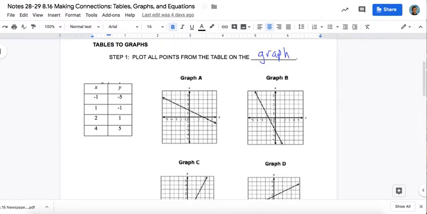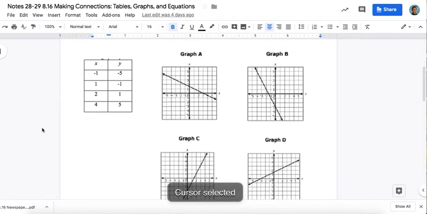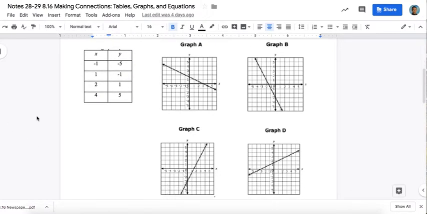Okay, so let me move this up so we can see all the graphs at once. So we have -1, -5. This is what it would look like as an ordered pair. We would start at the origin, go -1, -5, and you see it's not there. So we can cross that out.